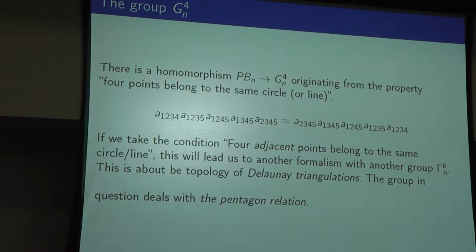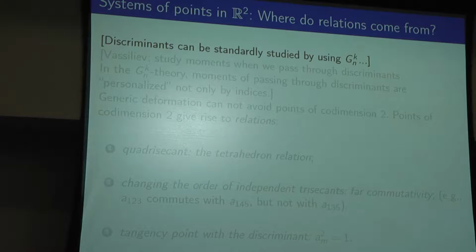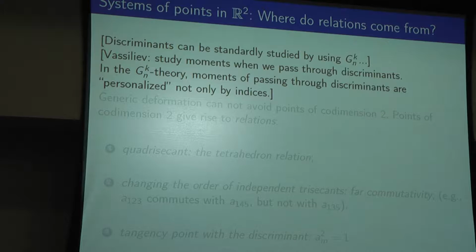So, as for systems of points in R^2, where do the relations come from? Well, you have already seen that the property we have chosen is some codimension 1 property. So say 3 points on the same line or 4 points on the same circle. And this is just usual for topology, to study discriminant sets. Then generators are some points of codimension 1, and relations are some points of codimension 2, as we have seen in the very first talk of this conference.